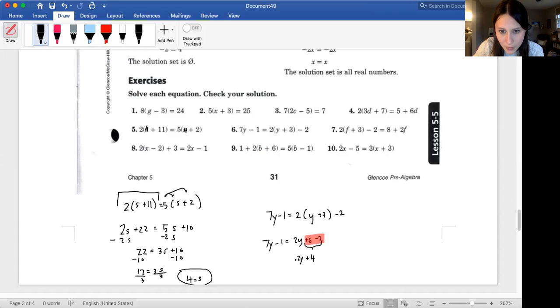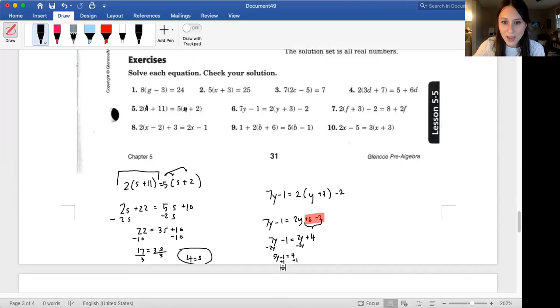So now I'm going to rewrite that. Now I'm going to balance this out, okay? I'm going to bring my y's over on one side, bring my numbers all over on the other side. So I can subtract 2y. Now I have 5y minus 1 equals 4. I'm going to add 1 on both sides to keep it balanced. And now I have, I'm going to write it up here, 5y equals 5. To get y by itself, I have to divide by 5 on both sides. y equals 1.